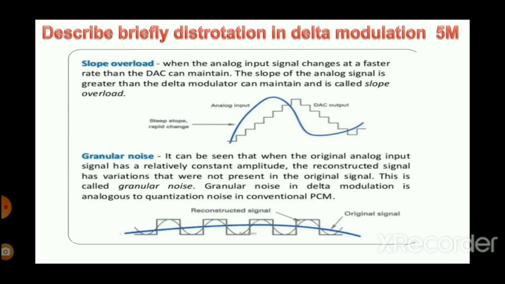Second one is granular noise. It can be seen that when the original analog input signal has a relatively constant amplitude, the reconstructed signal has variations that were not present in the original signal. This is called granular noise. Granular noise in delta modulation is analogous to quantization noise in conventional PCM.